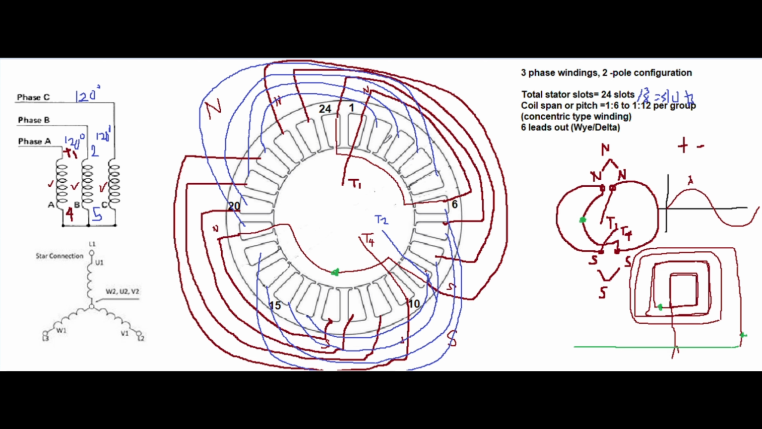You start here, that is 9 slots. 1, 2, 3, 4, 5, 6, 7, 8, 9, 10. Now it is clear that is 1 and 10. So we count this one also. 1, 2, 3, 4, 5, 6, 7, 8, 9, 10. So this is the output of phase 2, and this is terminal number 5.